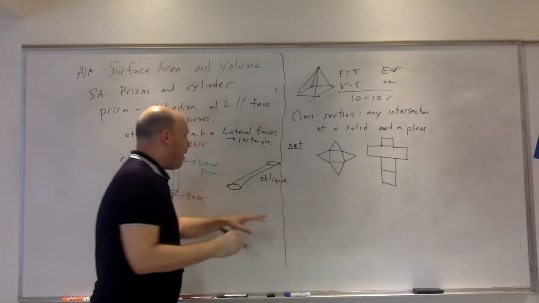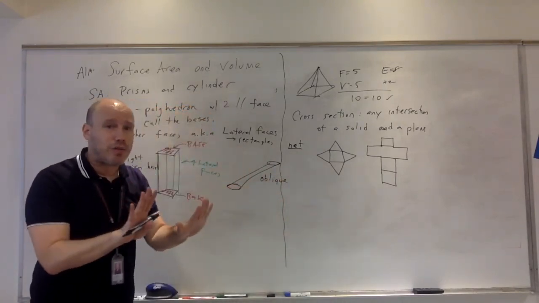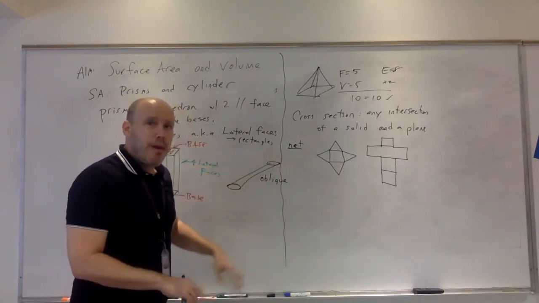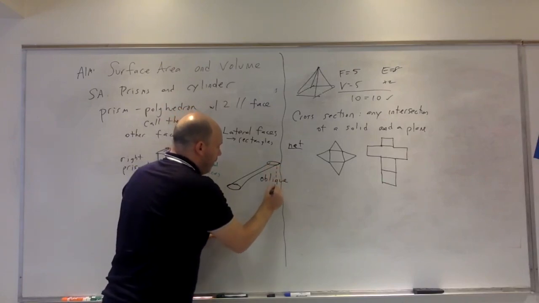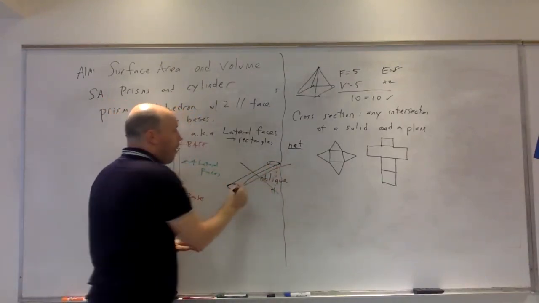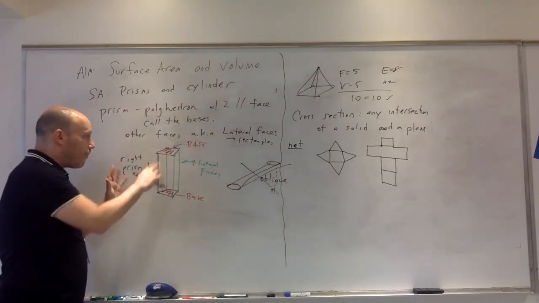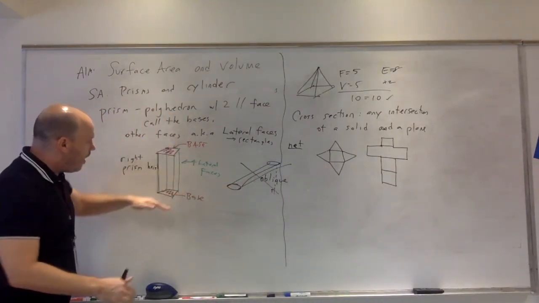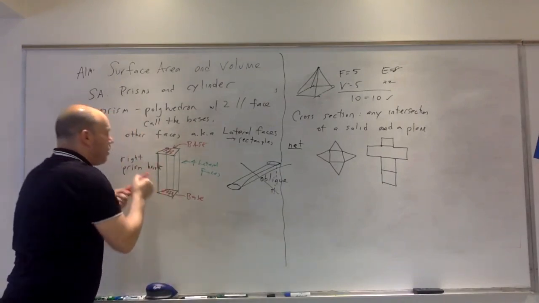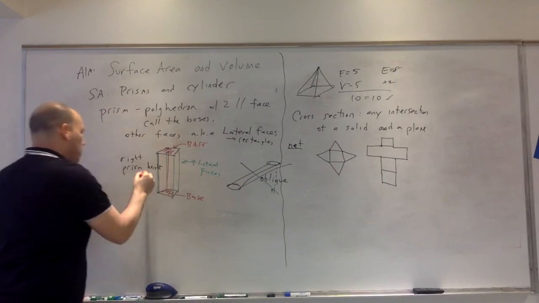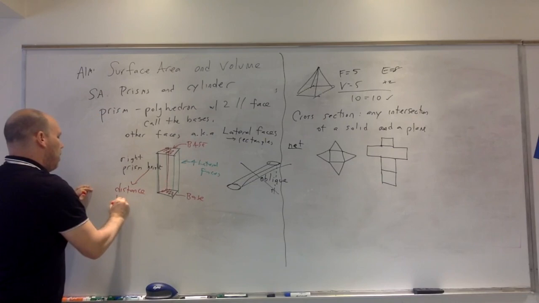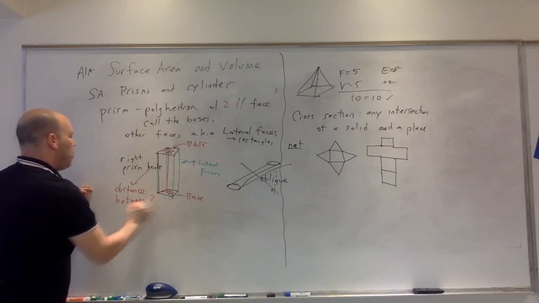This is called oblique. We're not studying that in this class. Although they are parallel to each other, it's not right on top. It's oblique. I mean, this would be the height, but we're not talking about that. So in this class, don't worry about oblique. In this class, the two bases are on top of each other, and the height is the distance between the two bases.